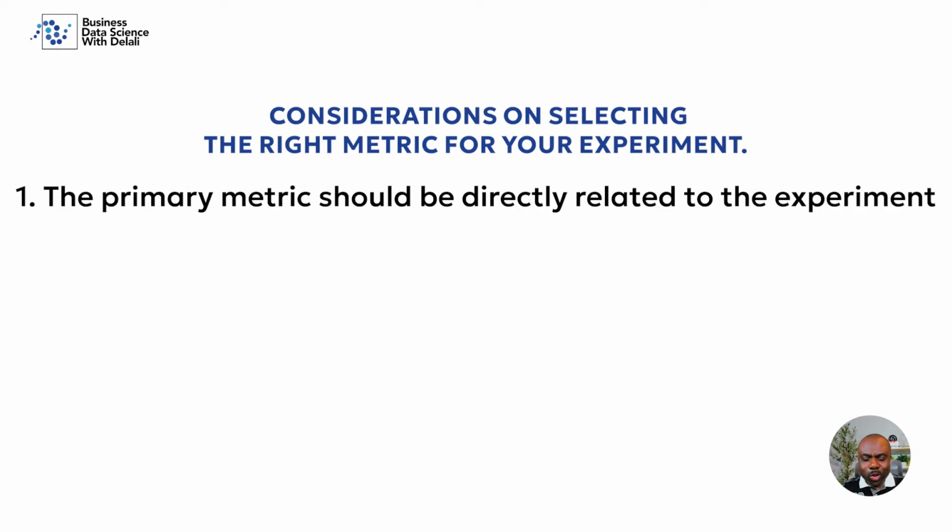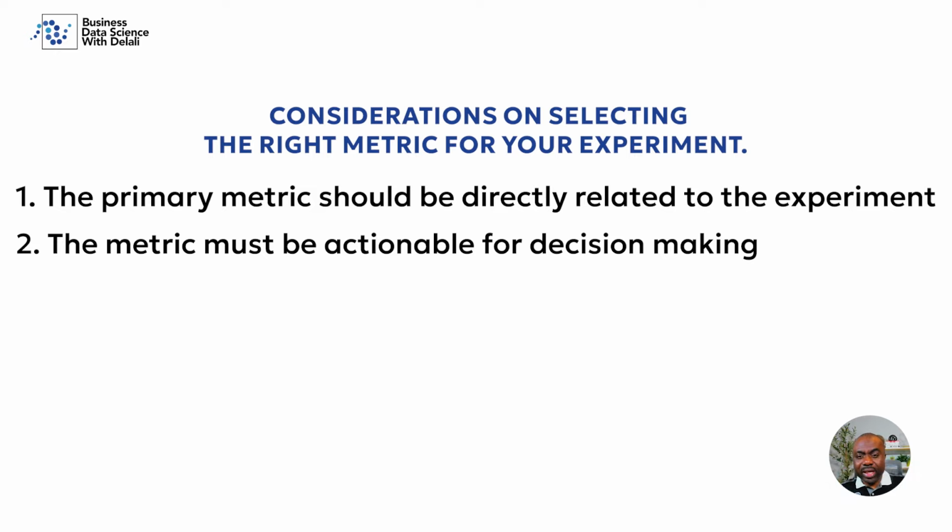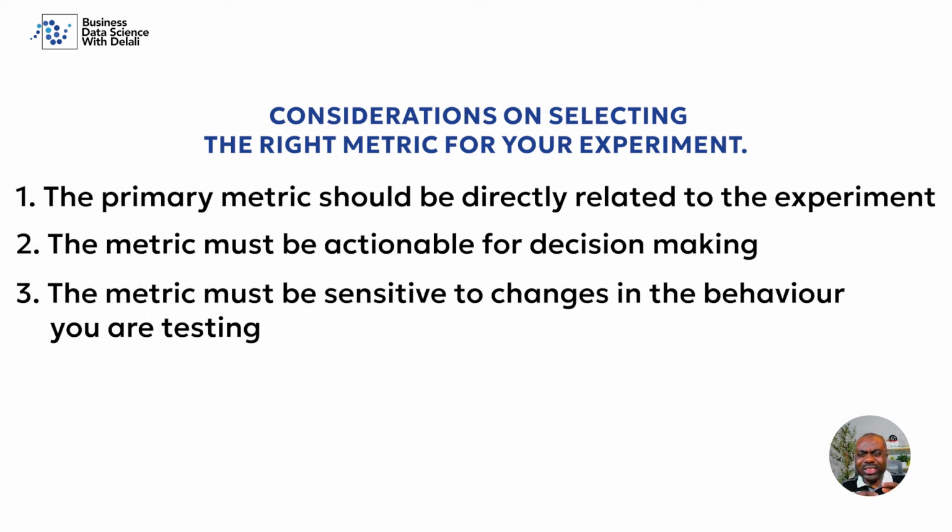Also make sure that your business stakeholders are in the know, that you are discussing with them the metric that you are going to measure. That is very important. Number two, make sure that this metric is actionable for decision making. Make sure that you can actually come up with something that people can decide on, people can conclude on. This is very important. Now, also ensure that the metric is actually sensitive to the behavior you are changing.